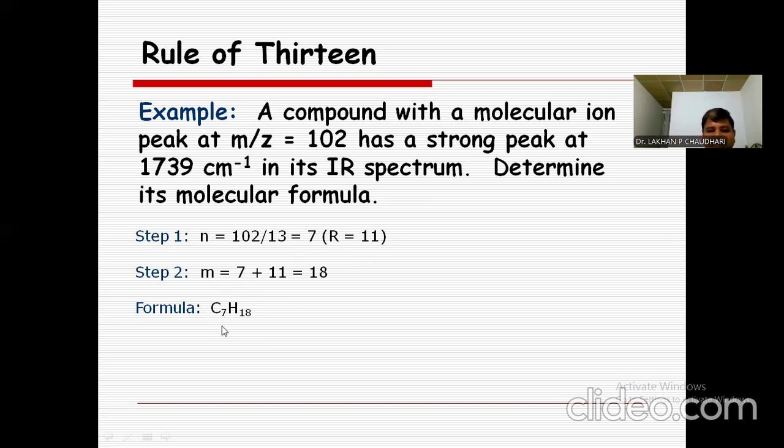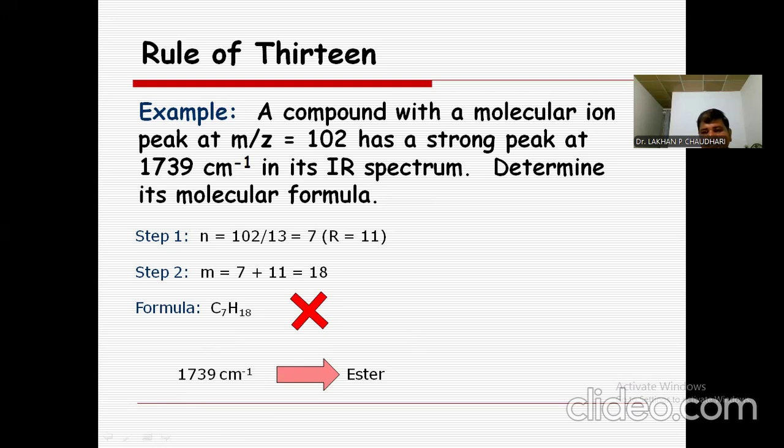But as chemists, we say that this is not possible, because it does not simplify to any parent alkane. So this answer can be wrong. One more piece of information is given, the value 1739 cm⁻¹. It indicates that the compound can be an ester.